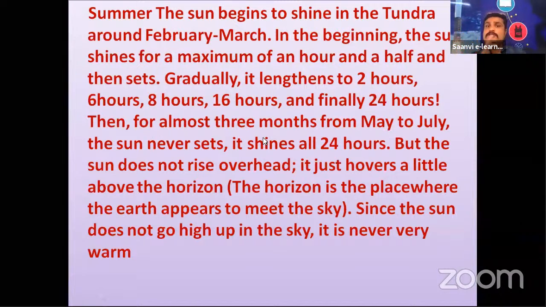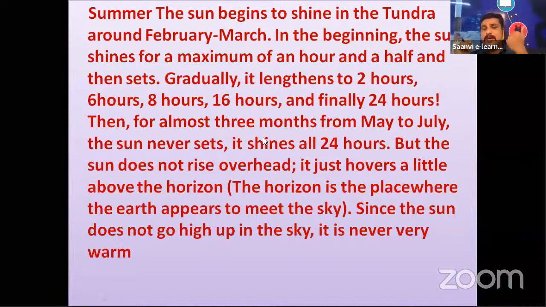Then for almost 3 months, from May to July, the sun never sets. It shines all 24 hours. But the sun does not rise overhead. It means they have no high temperature. They receive sunlight, but there is no high temperature because the sun won't rise over the head. The sun just hovers a little above the horizon.